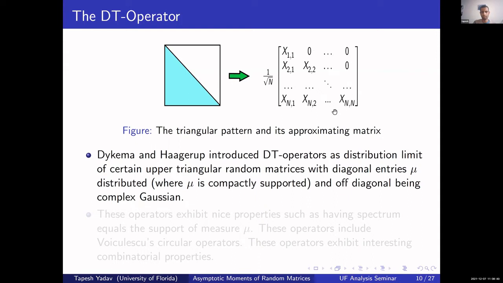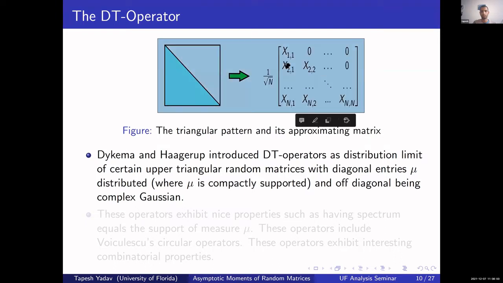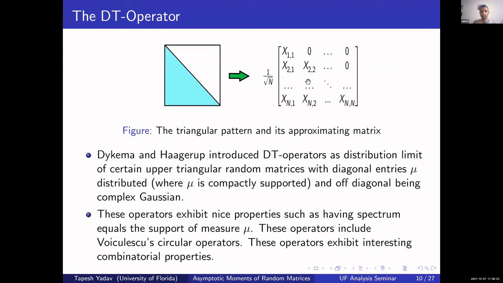So it's clear from the figure above, the matrices look something like this. They mentioned an upper triangular version, but it's the same as saying what happens for lower triangular matrices, which look like this, where all the off-diagonal entries are complex Gaussian IIDs, and on the diagonal we have mu distributed IID entries. These operators exhibit nice properties, such as having spectrum equal to the support of the measure mu.